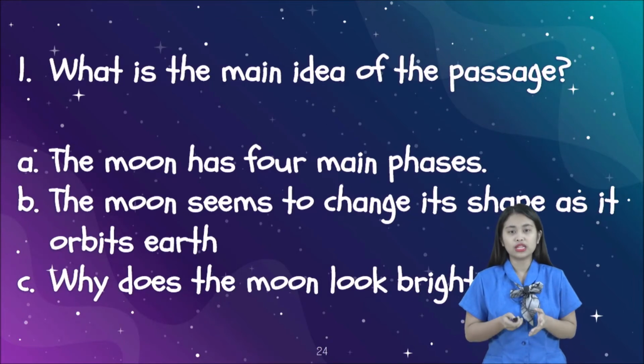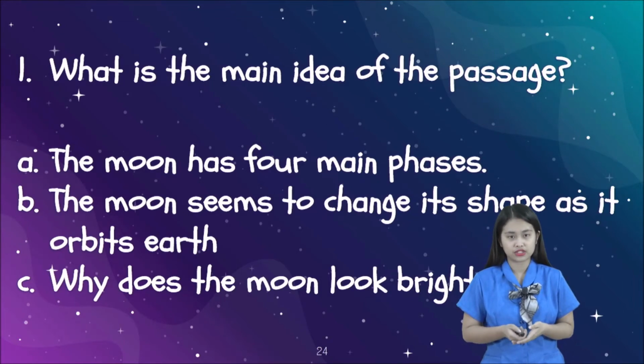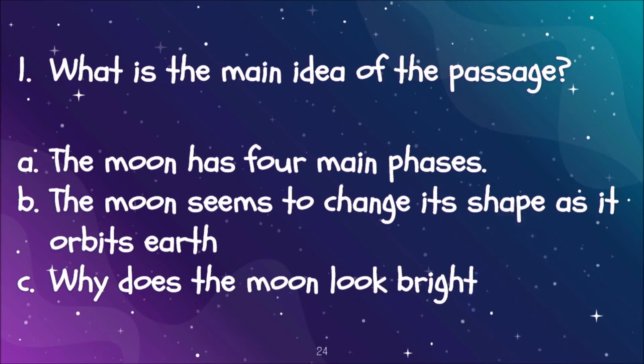Number 1, what is the main idea of the passage? So the moon has 4 main phases, letter A. Letter B, the moon seems to change its shape as it orbits Earth. Letter C, why does the moon looks bright? So the answer is letter B, the moon seems to change its shape as it orbits the Earth.